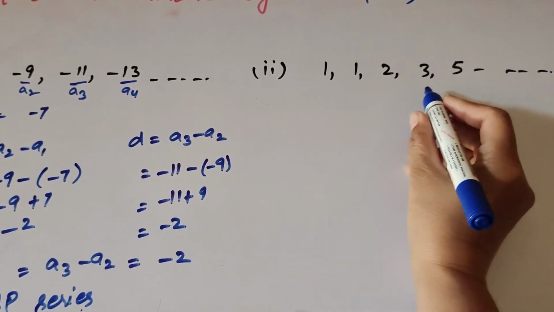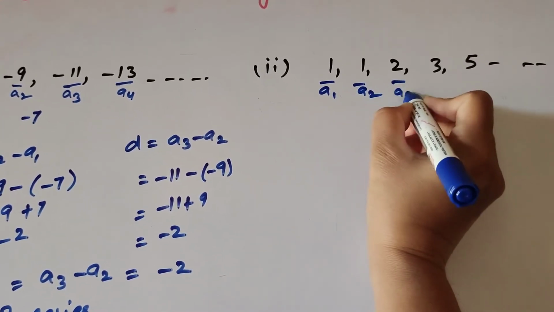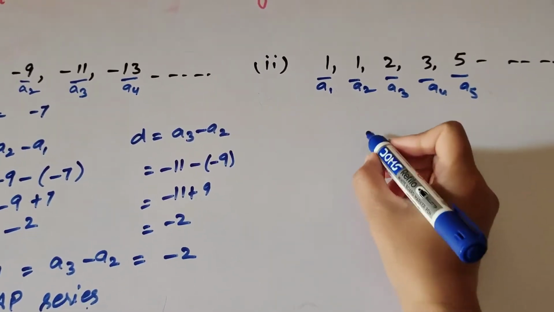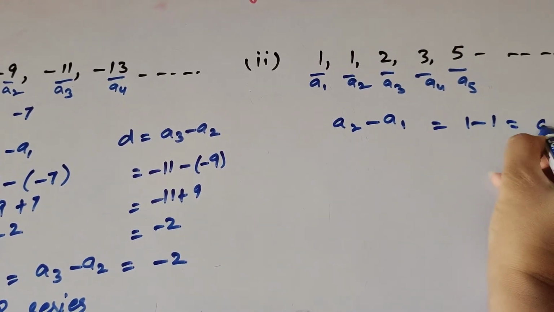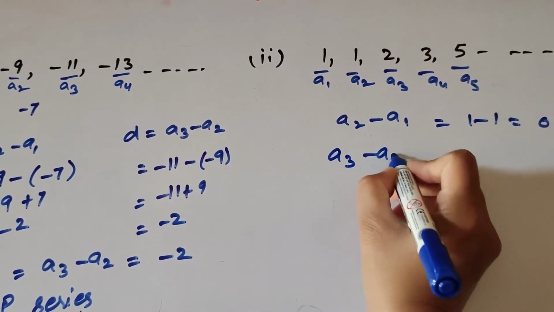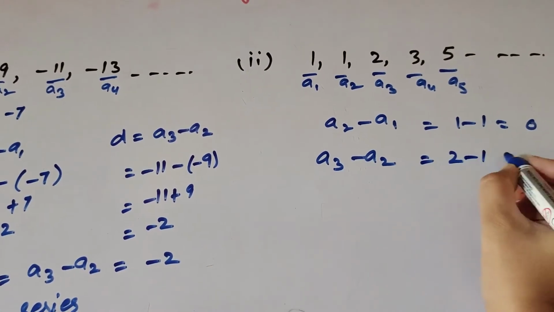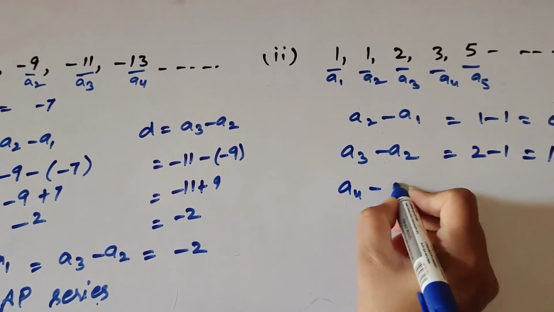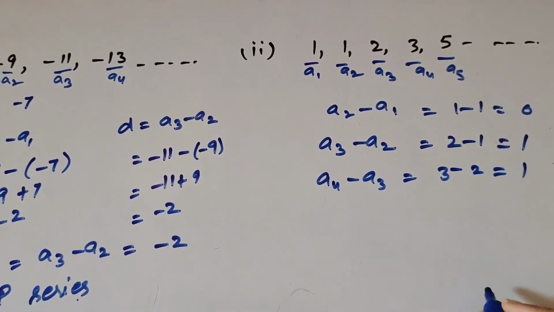In the next series, there is 1, 1, 2, 3, 5. We check whether the given series is AP or not. So we mark it as A1, A2, A3, A4, A5. We subtract the terms: A2 minus A1, 1 minus 1, is equal to 0. And A3 minus A2, A3 is 2, so A3 minus A2 is 2 minus 1, equal to 1. Then A4 minus A3, 3 minus 2, is equal to 1.